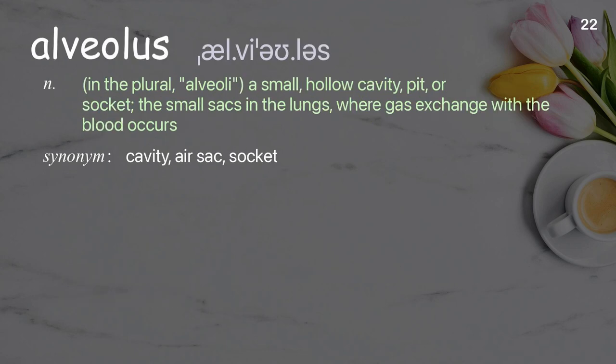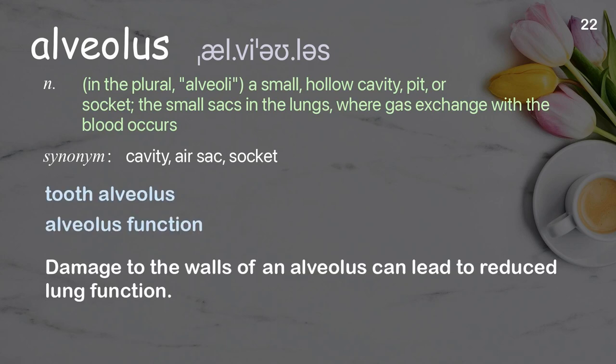Alveolus: in the plural, alveoli, a small, hollow cavity, pit, or socket, the small sacs in the lungs where gas exchange with the blood occurs. Examples: tooth alveolus, alveolus function. Damage to the walls of an alveolus can lead to reduced lung function.